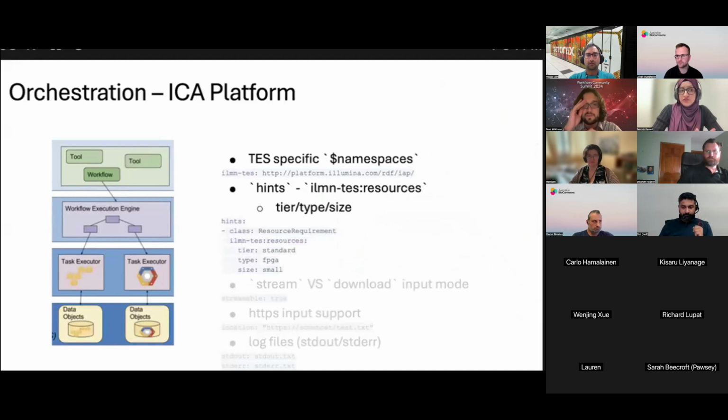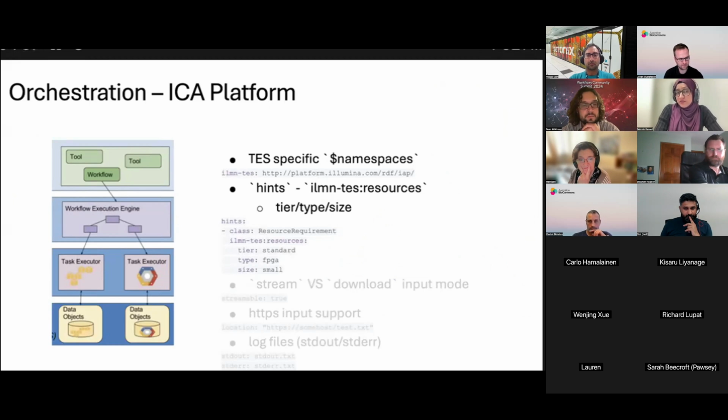Then comes the question of orchestration. If you have chosen a workflow language, how are you going to run it? Where are you going to run it? In our group, we use Illumina Connected Analytics, ICA. I'm not sure if you have heard about it. It's Illumina's cloud-based platform that allows workflow development and execution too.